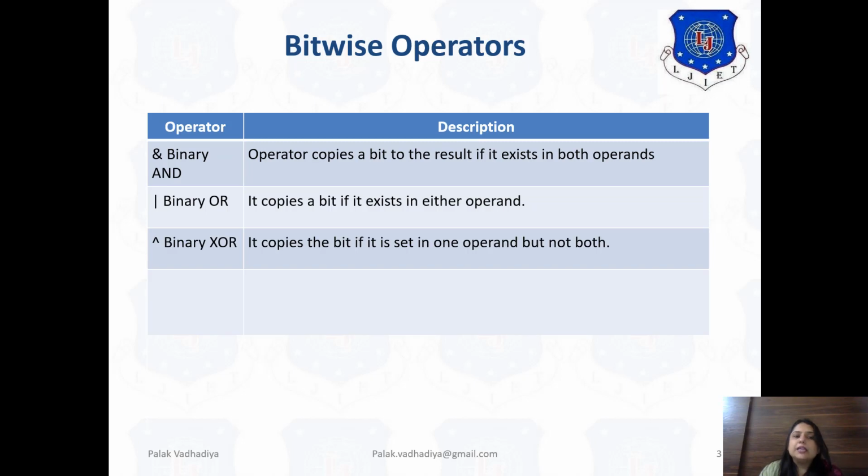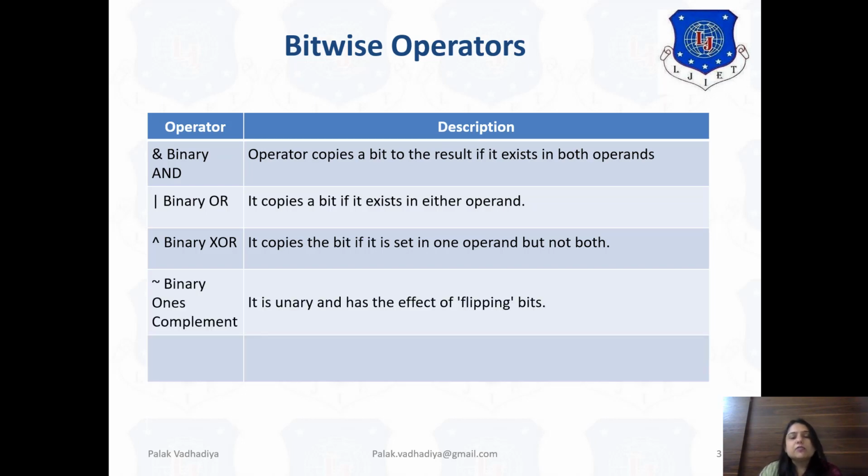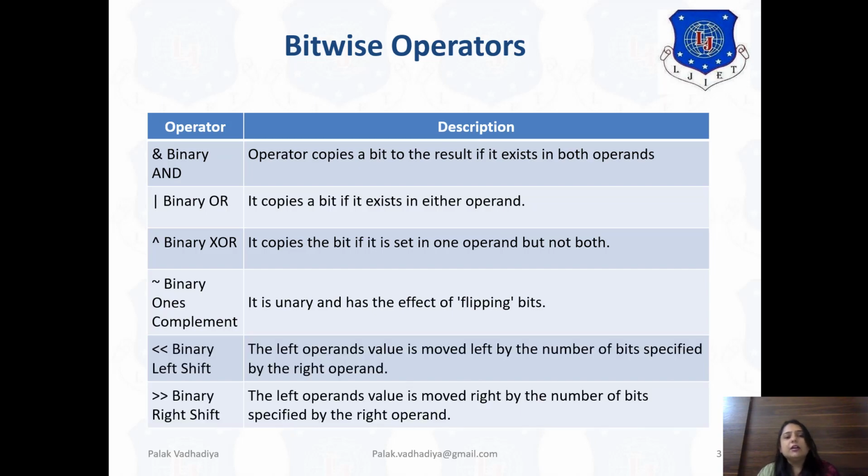Third is binary XOR. It copies the bit if it is set in one operand but not both. Next is the complement, and we know that the complement turns 1 to 0 and 0 to 1. Then we have binary left shift and binary right shift. The concept is the same as the digital concepts that you have already studied. Now we will see practically how these bitwise operators work.